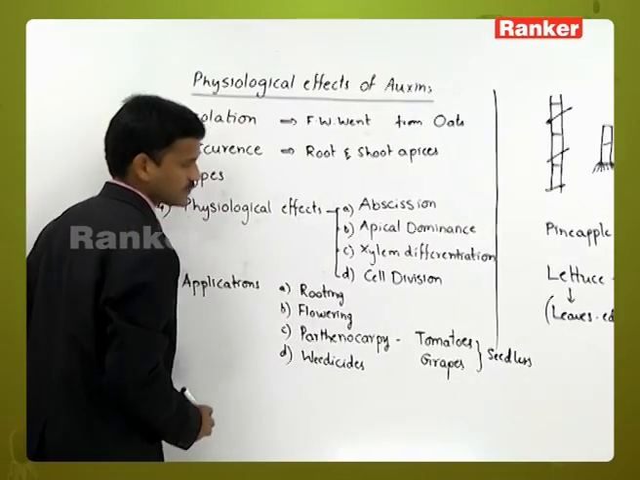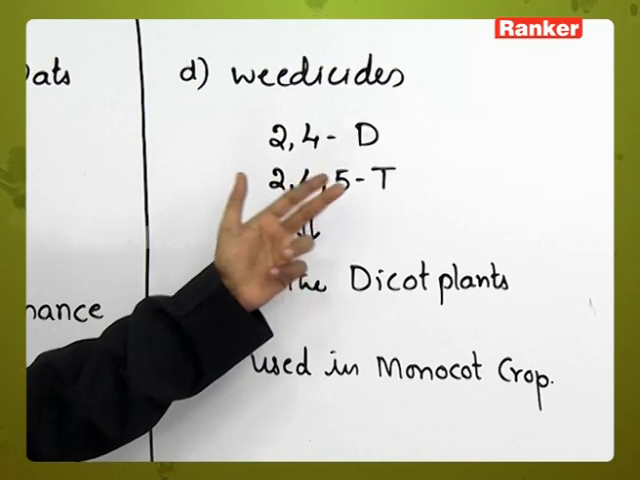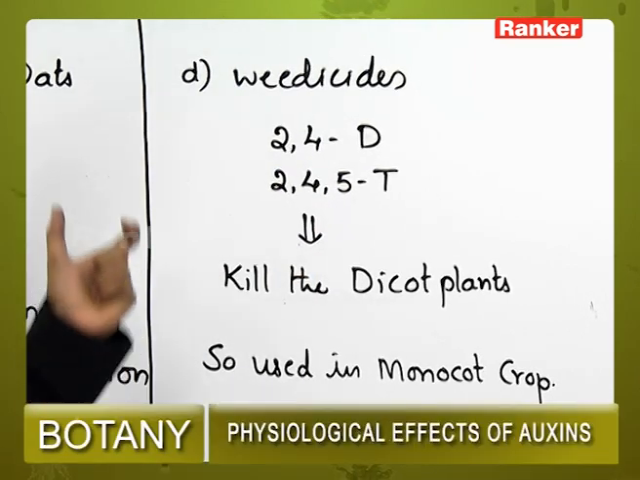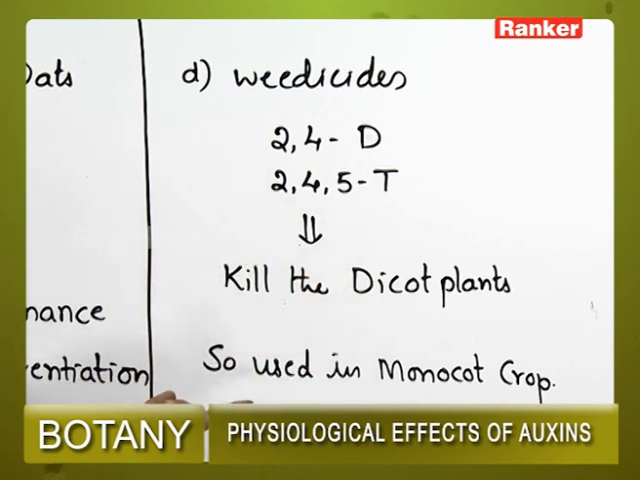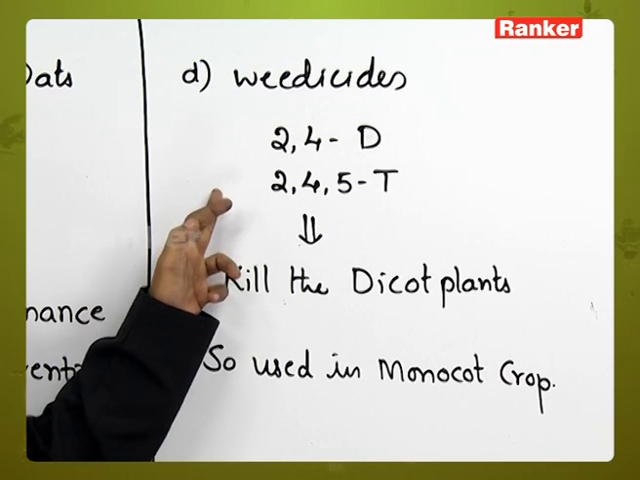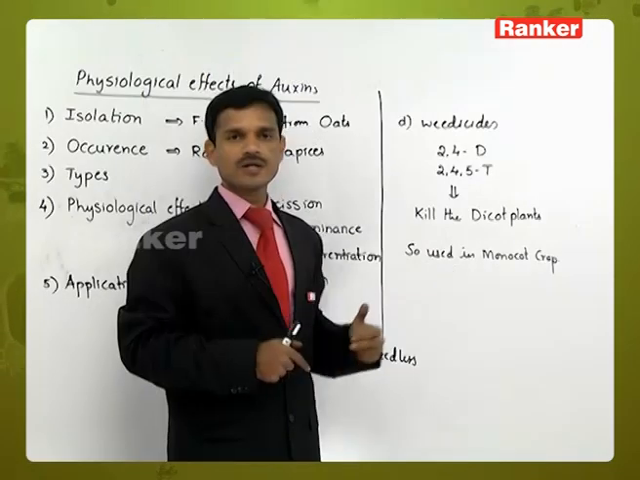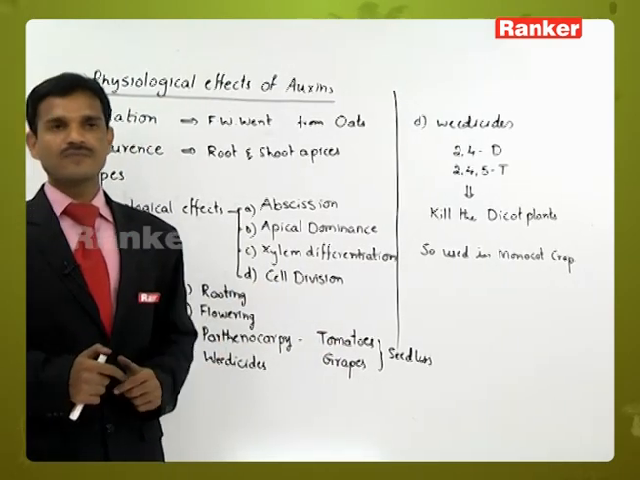Next, weedicides. 2,4-D and 2,4,5-T are used as weedicides, weed killers. These are also auxins, and they kill the dicot plants. So these are used in monocot crops. That is about the physiological effects of auxins.